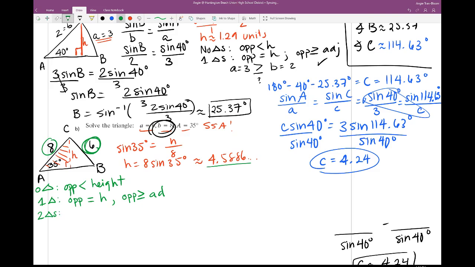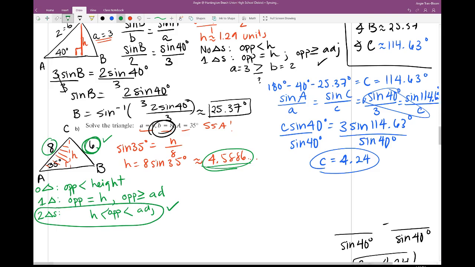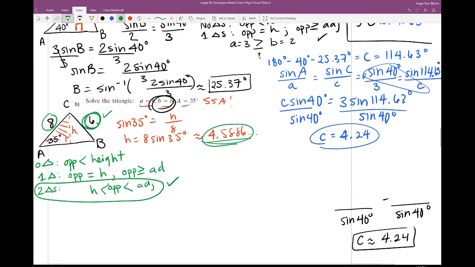Two triangles. Is the opposite greater than the height? Height is 4.5886. Opposite is 6. Checked. At the same time, is it less than the adjacent? Adjacent leg is 8. Yes. So guess what? This is the case of two triangles. Where do you fit the other triangle? Let's look at the one that you have drawn first, okay? So you have two triangles.